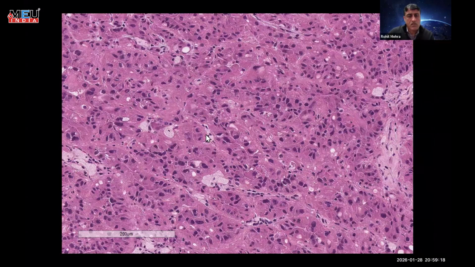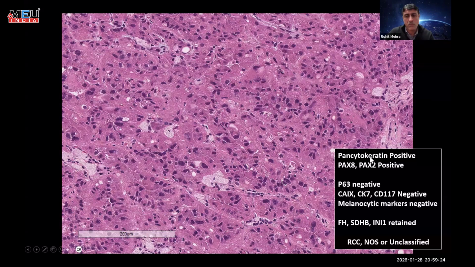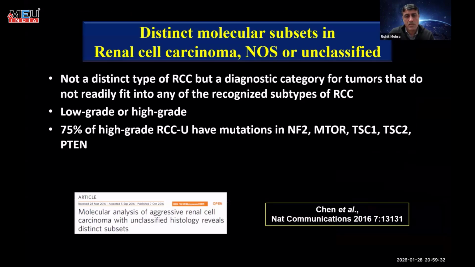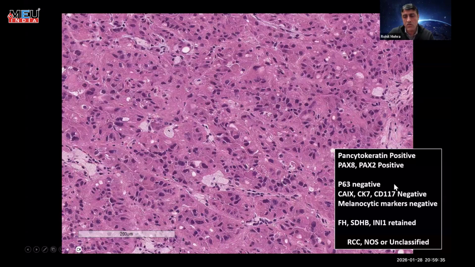This is a renal cell carcinoma with eosinophilic features, high degree of nuclear anaplasia, and when I worked up this tumor, it was only positive for pancytokeratin, PAX8, and PAX2. And at the molecular level, we did not find a distinct genomic underpinning. So this is an example of a renal cell carcinoma not otherwise specified or unclassified.